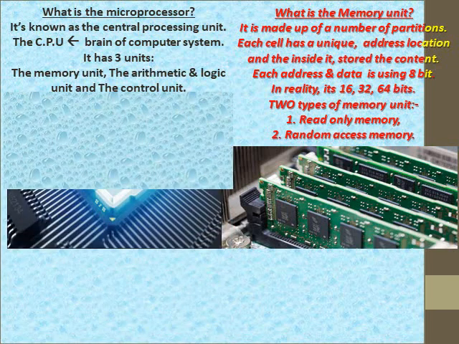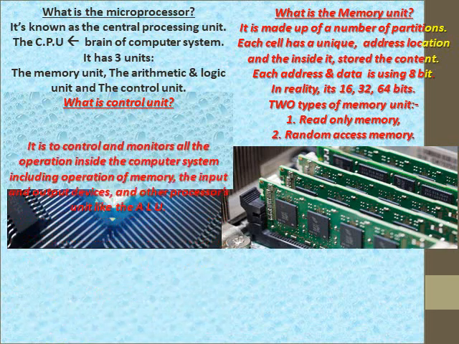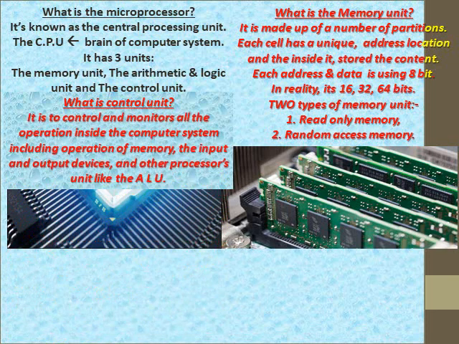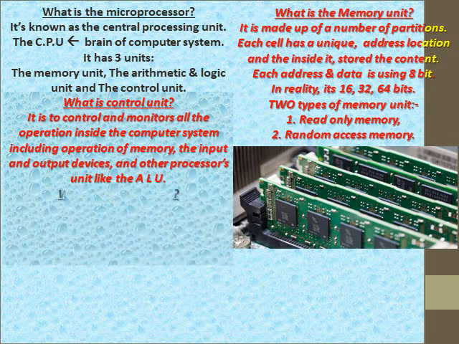Third, what is control unit? One of the units found inside the microprocessor of a computer system. Its function is to control and monitor all the operations inside the computer system, including operation of memory, the input and output devices, and other processor units like the ALU.